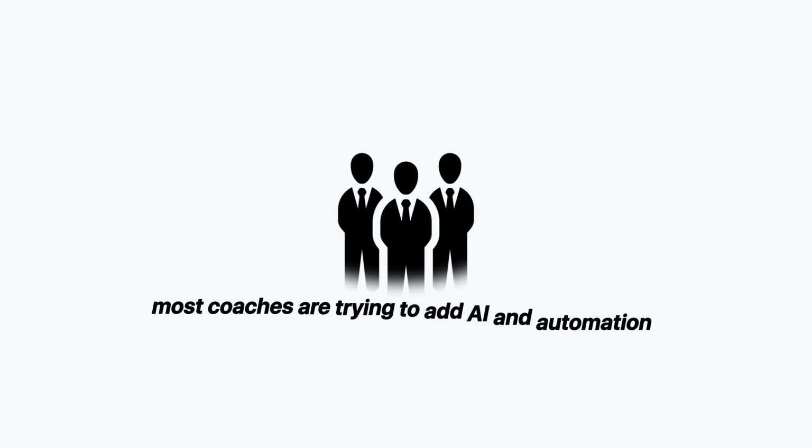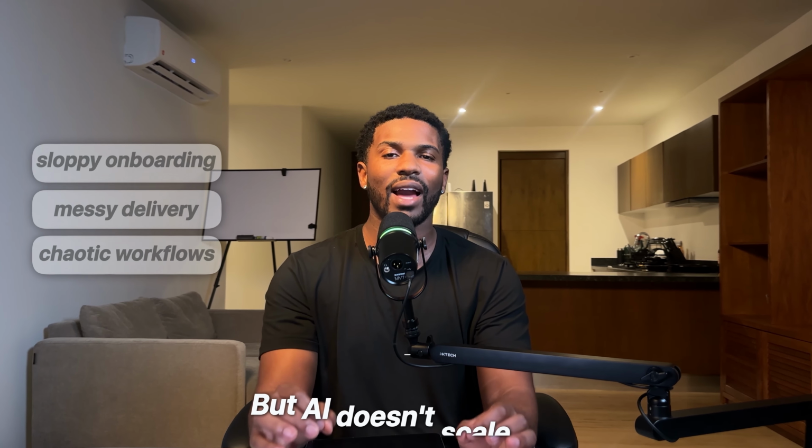And here's the thing, most coaches are trying to add AI and automation to their business when they have sloppy onboarding, messy delivery, and chaotic workflows. But AI doesn't scale chaos. Systems come first. So in this video, I'm going to break down the 4 S's that I use to implement AI in a way that actually saves time, money, and mental bandwidth.